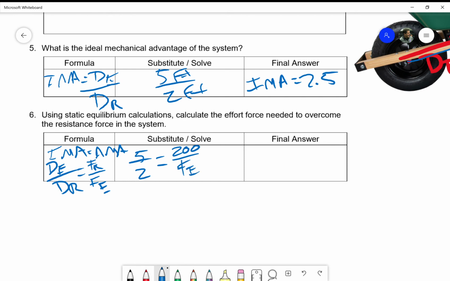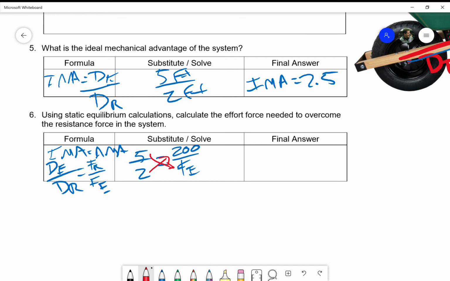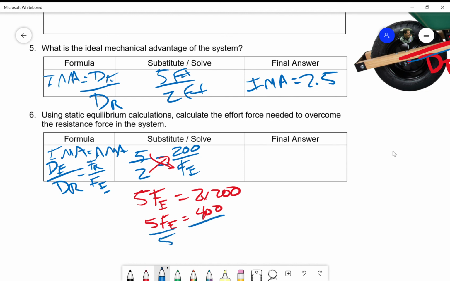So that goes there. Now we do our cross multiplication: 2 times 200 and 5 times the effort force. So 5 times the effort force is equal to 2 times 200, which is 400. So 400 is equal to 5 times FE. Divide both sides by 5, and we get our answer, which is 80.